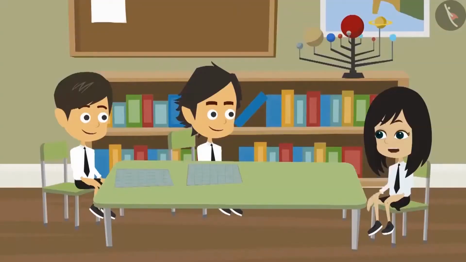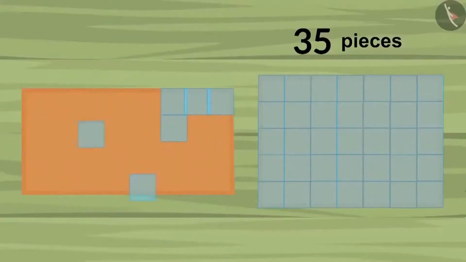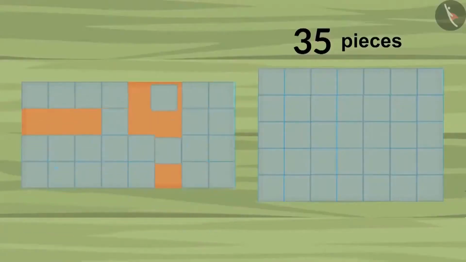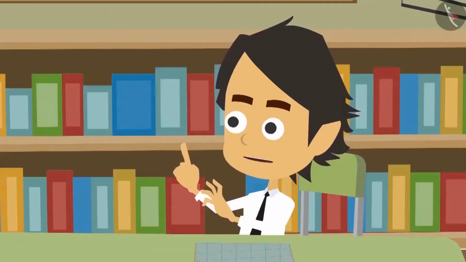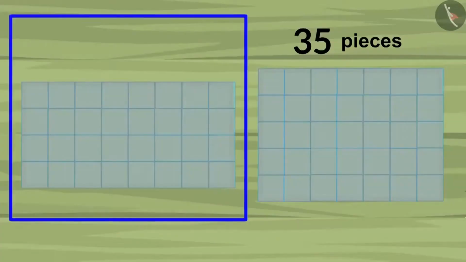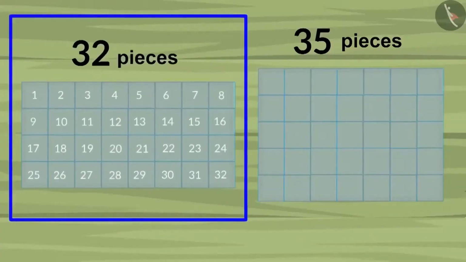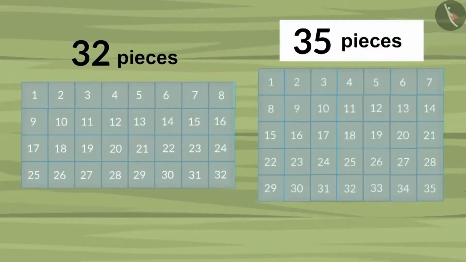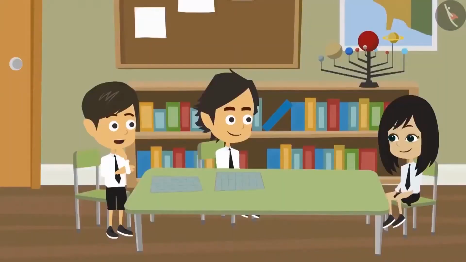Now, remove all these pieces and measure again. This time, don't place the pieces on top of each other. Okay. Yes, now the pieces are placed correctly. Now you can tell the correct measurement. 32 pieces were required to cover my cardboard, whereas 35 pieces were required to cover Ayushman's cardboard. This means that my cardboard is small.